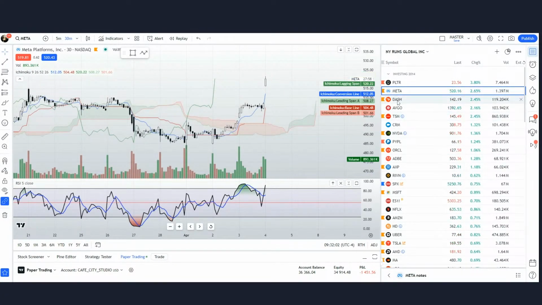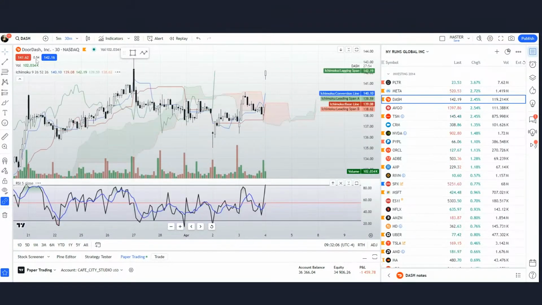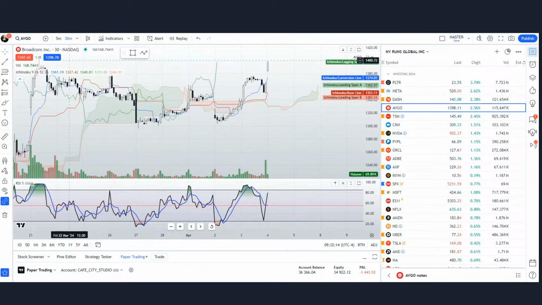520. You've got DoorDash, everything's going up. Look at this, DoorDash going to 142. We've got Avgo going to 1398. I should have waited more. I probably closed it too early.